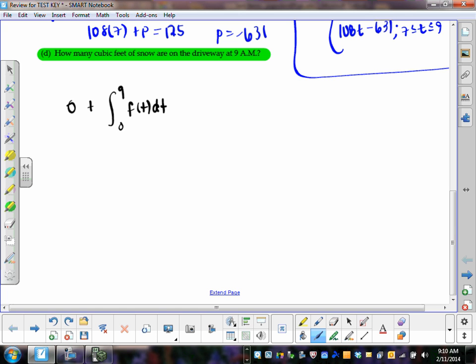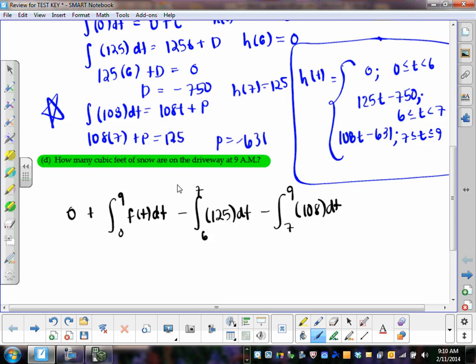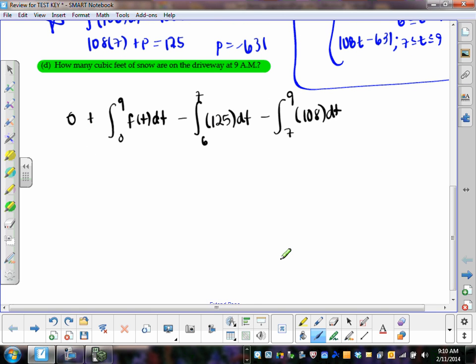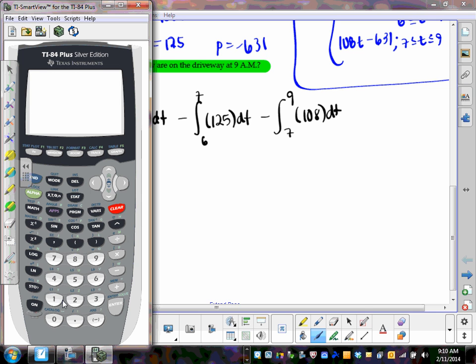But now we're removing from time 6 to time 7, 125 dt, and we're removing from time 7 to time 9, 108 dt. So if you were unable to get the actual piecewise equations for part C, you don't actually need the piecewise equation to do this part. Initial value plus the amount in over the time interval that we're adding minus the amount out for each time interval that those apply. So I could do that on my calculator all the way across. I don't even have to do it by hand.